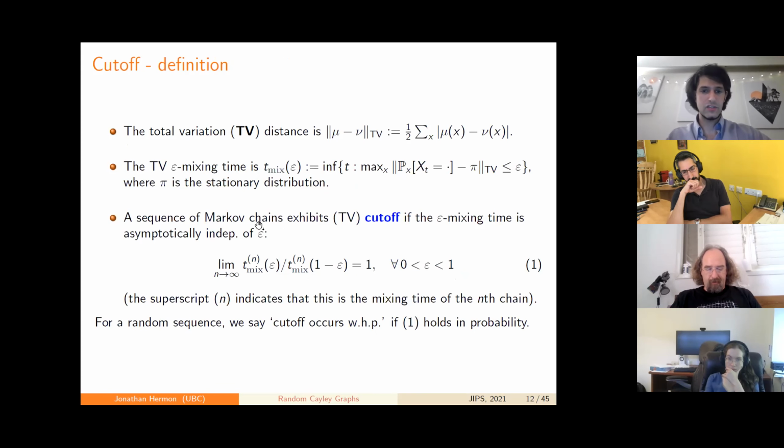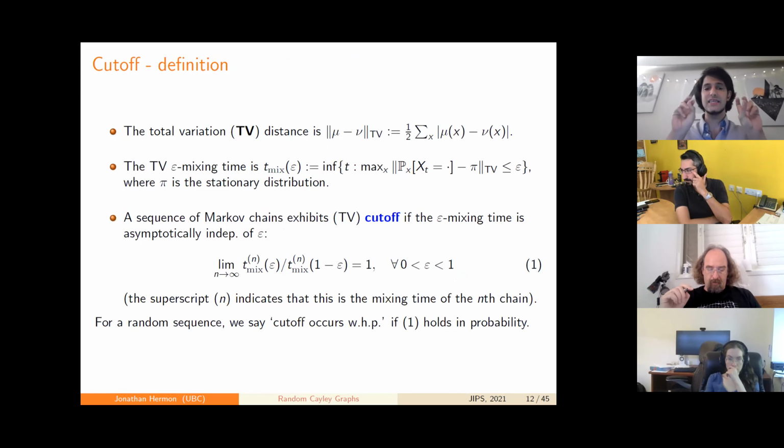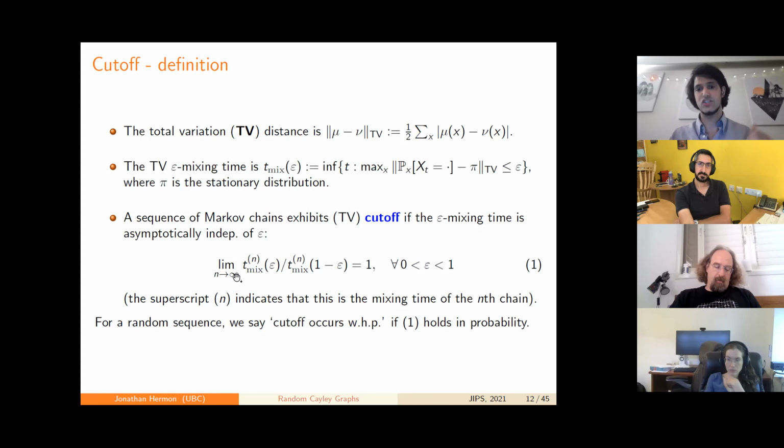Okay, now we have the notion of mixing time, and the next notion is cutoff. And we say that a sequence of Markov chains exhibits cutoff. So loosely speaking, it means that the epsilon mixing time is independent of epsilon asymptotically. But what I mean by that is that the ratio of the epsilon and 1 minus epsilon mixing time tends to 1 as n goes to infinity, where n here is the index of the chain, right? Because we have a sequence of chains.